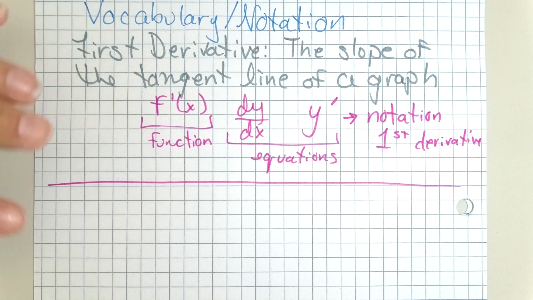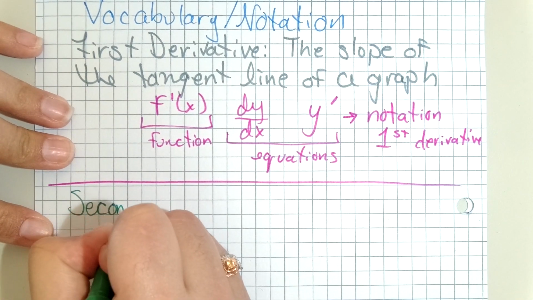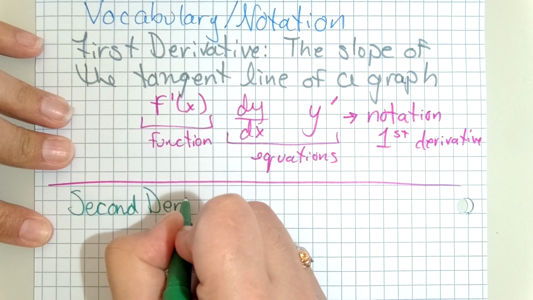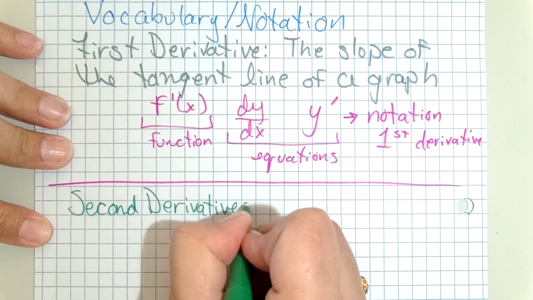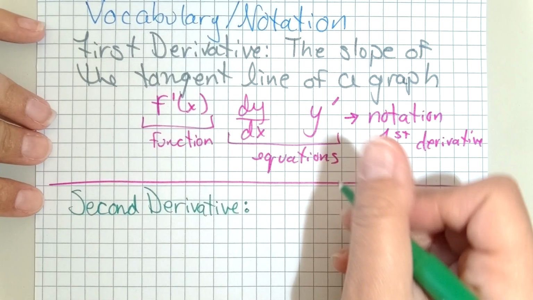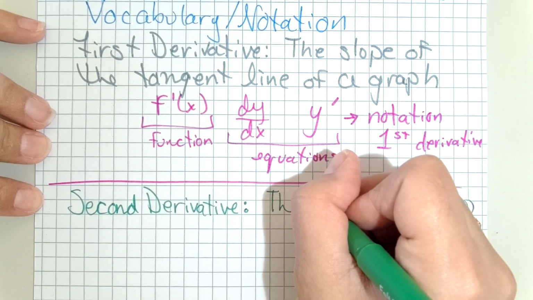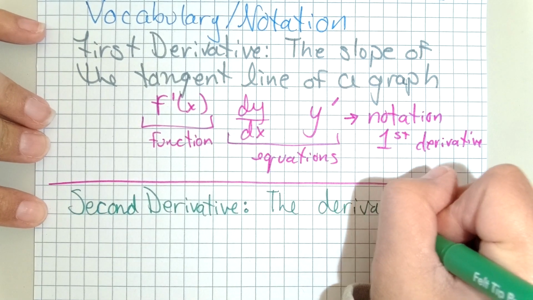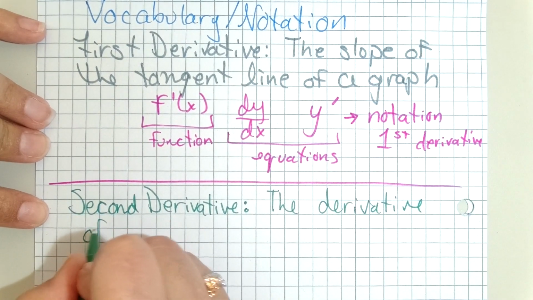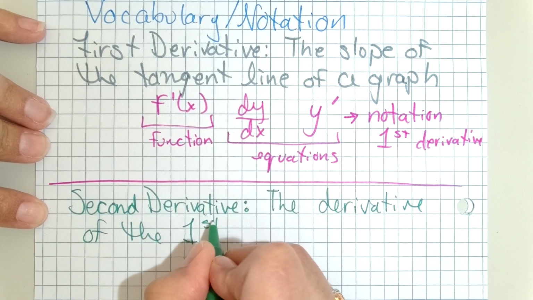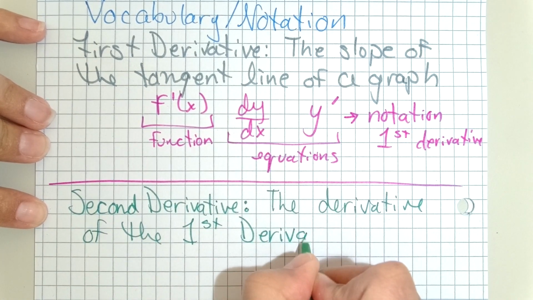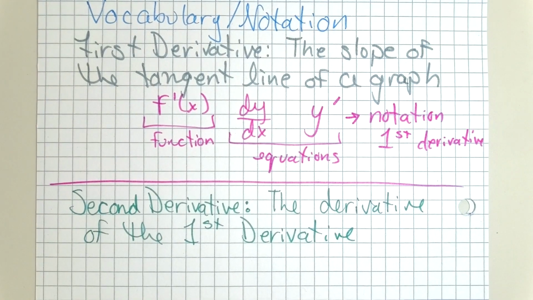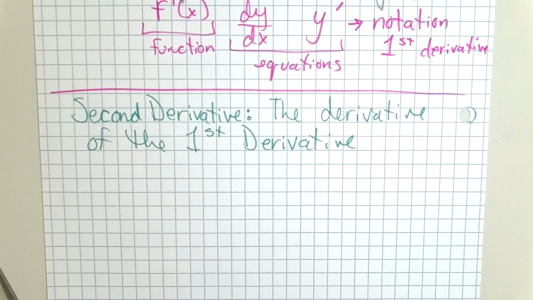Next, we have the second derivative. The second derivative is the derivative of the first derivative. That's why it's called the second. It's the second time we are taking the derivative. It's the second time we're applying the derivative rules.